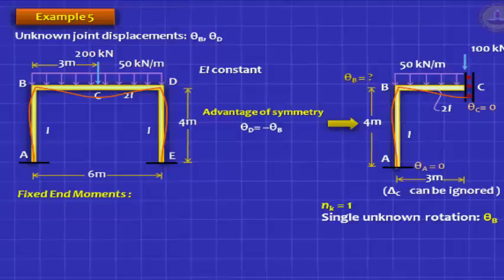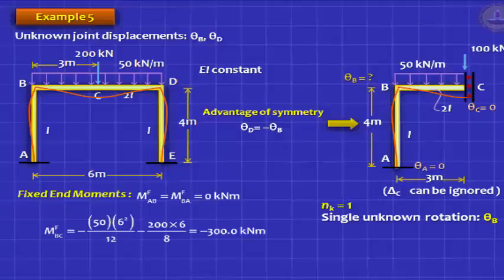Remember, to get fixed end moment, it's better to go back to the original beam, the double beam. So in the columns you don't have any fixed end moment, but in the beams you have MFBC due to the UDL and due to the concentrated load. Take the full span of the beam, 6 meters. So it's minus 50 into 6 squared by 12 minus 200 into 6 by 8. That's the formula for fixed end moment.